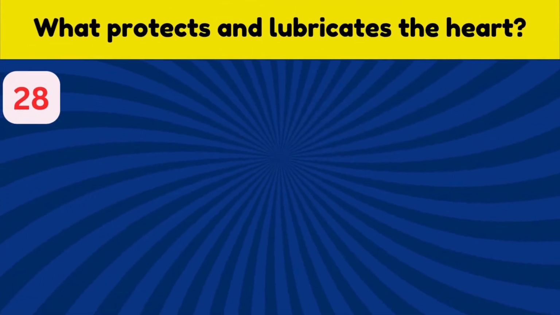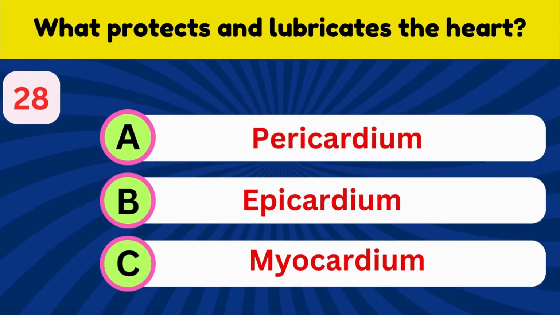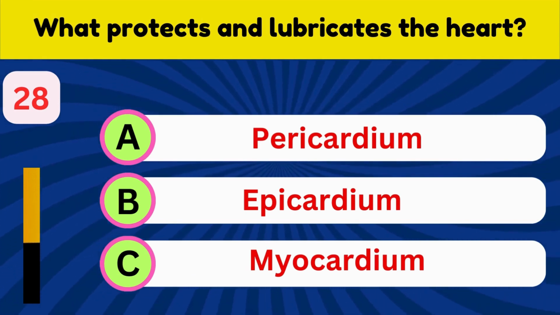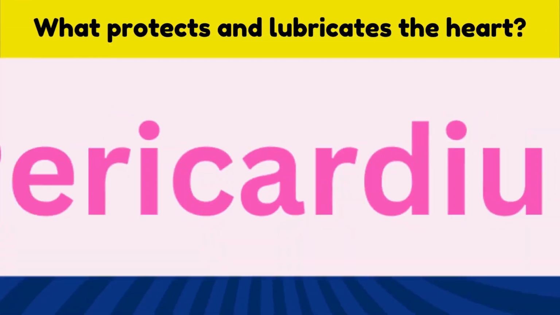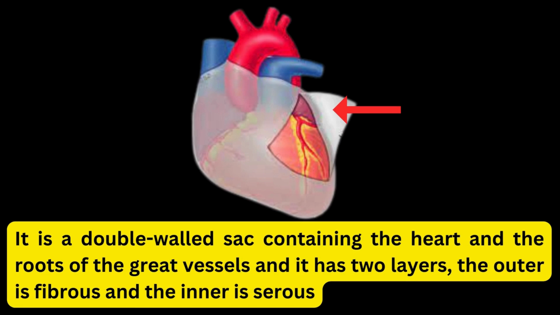What protects and lubricates the heart? Pericardium. It is a double-walled sac containing the heart and the roots of the great vessels, and it has two layers. The outer is fibrous and the inner is serous.